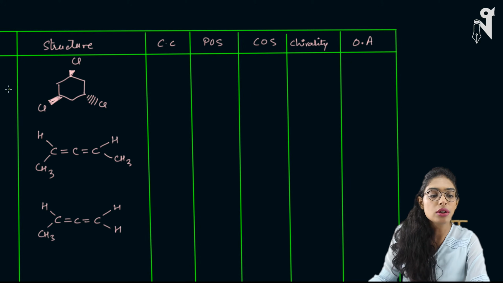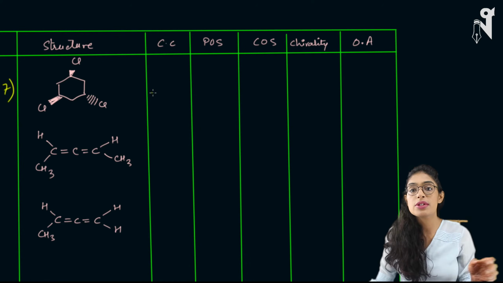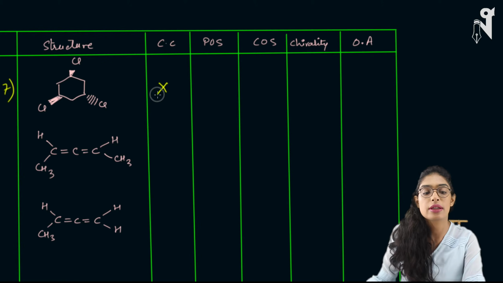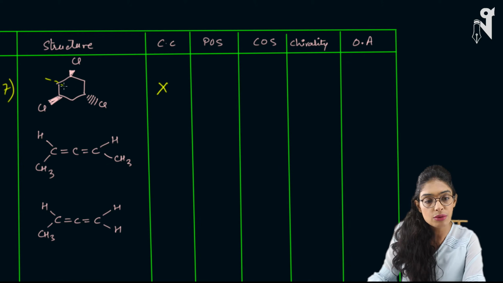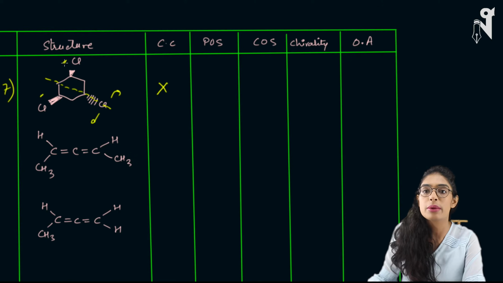In this structure, what we have to figure out is whether we have chiral centers or not. It is the same as the previous example. There were no chiral centers in that, and here also there are no chiral centers. We have POS. Yes, we do have POS. If I cut it through this plane, half the chlorine will go this way, half the chlorine will go that way, and these two chlorines are mirror images. This chlorine and this chlorine are mirror images of each other.